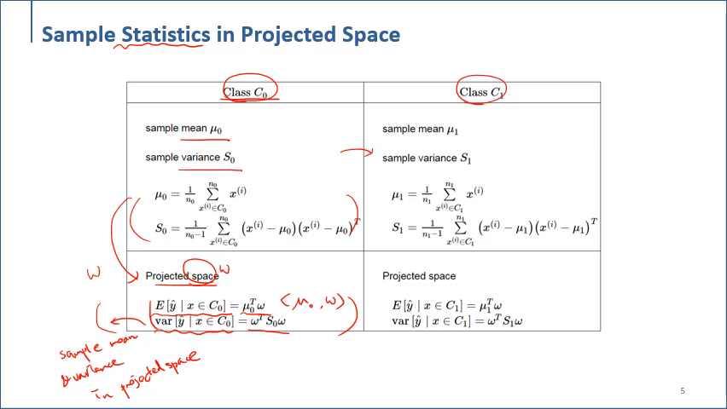And similarly, the data in class C1 works the same way. In the projected space, it is also the same: the inner product of omega and mu1, and omega transpose S1 omega.